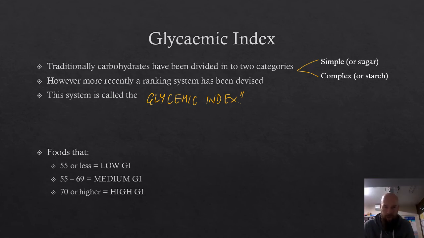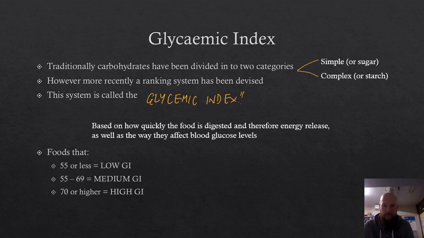Food that scores 55 or less is considered low GI. Food that scores 70 or higher is considered high GI. So you would have heard those terms thrown around quite a bit with breakfast cereals and those sorts of things. You may have even seen the adverts years and years ago. It's based on how quickly the food gets digested and the energy is released, and also how it affects the glucose levels within the blood.